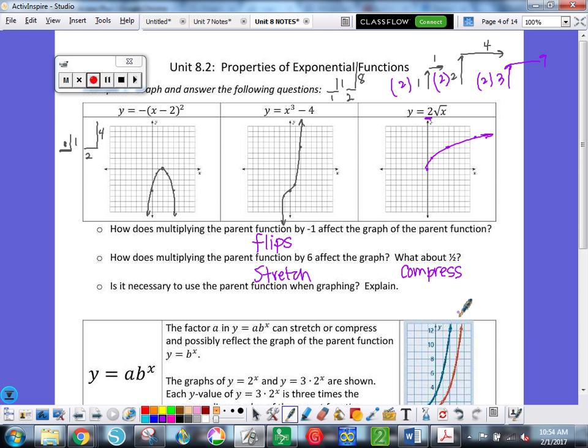Is it necessary to use the parent function when graphing? You have to use, like, to explain. Did we graph the parent function? Some teachers make you graph the parent function before you graph the transformation. Is that necessary? No. Not always. Some teachers like it. I am not one. I don't really care. But what do you need to know about the parent function?